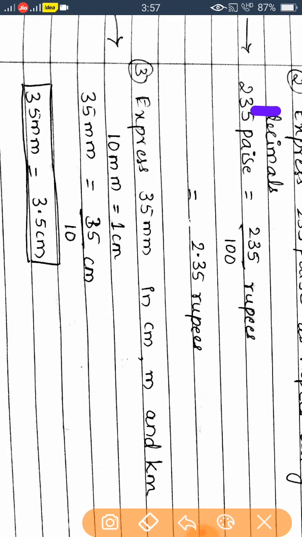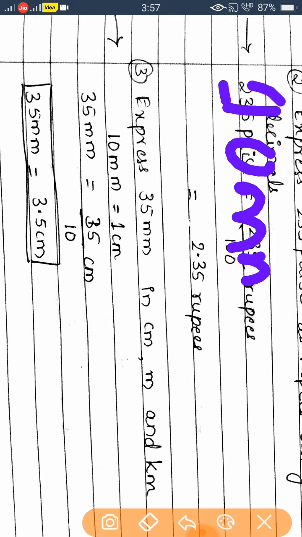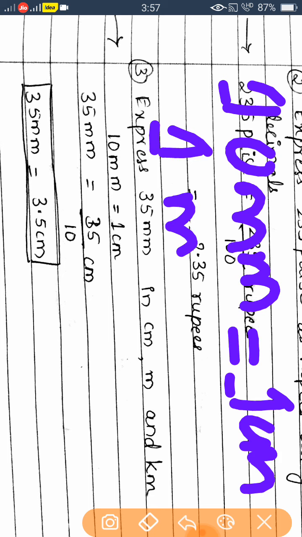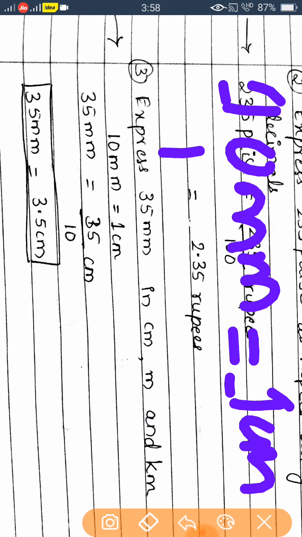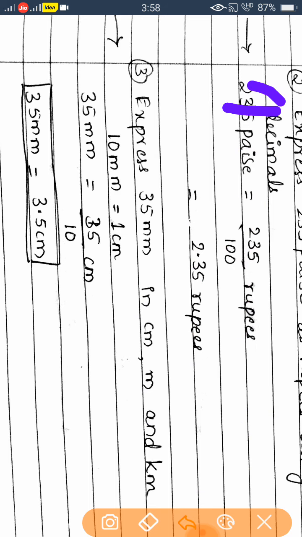So we know that 10 millimeter is equal to 1 centimeter, which means 1 millimeter is equal to 1 by 10. Is it not? Yes. So that's why here I have chosen 35 mm is equal to 35 by 10. So the number of zeros in the denominator is 1. That's why it is 35 with the decimal one place before. So 3.5 centimeter directly.